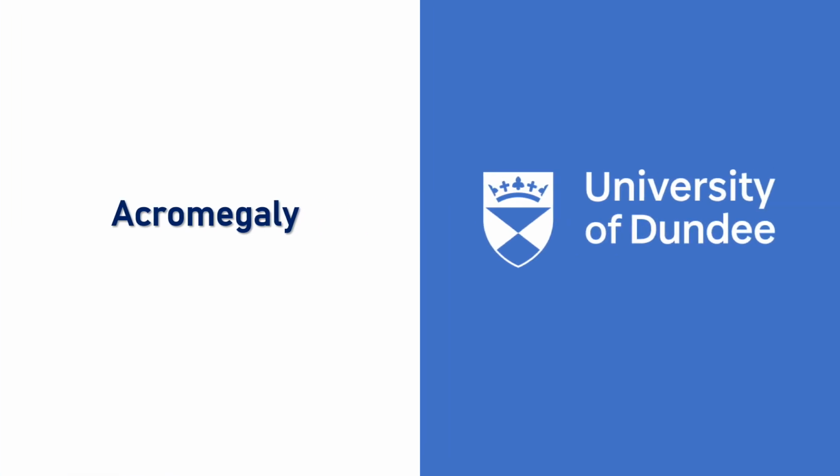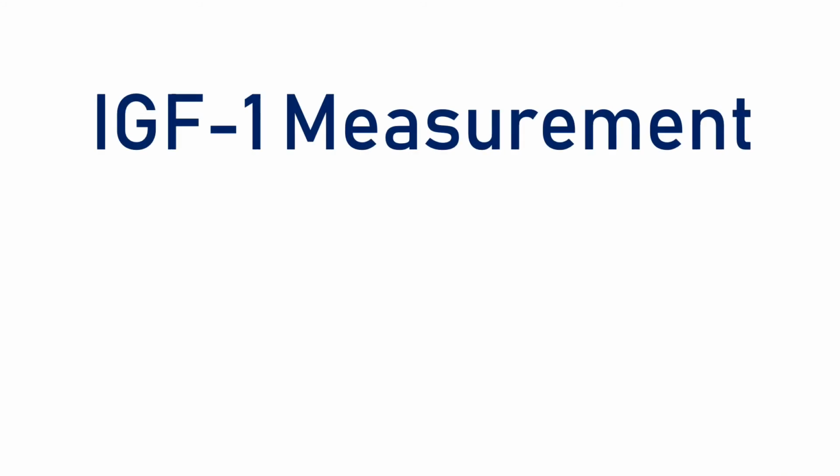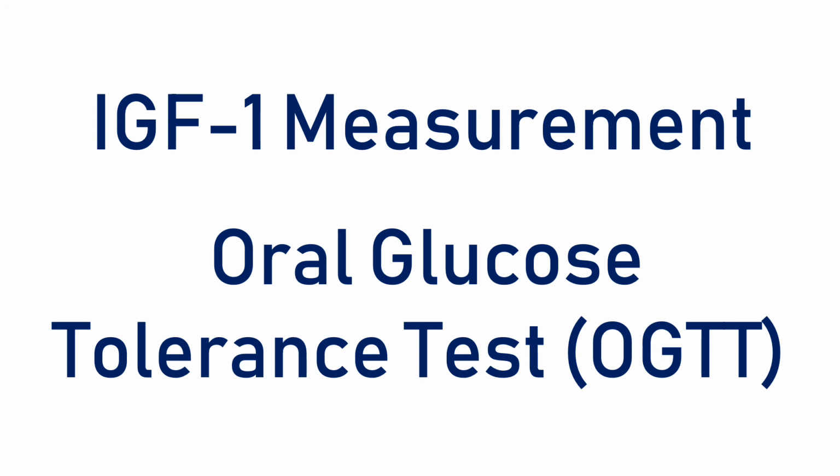Diagnosing acromegaly. The final disease we are going to cover the diagnosis of in this video is acromegaly. This is a condition characterised by abnormal growth of the hands, feet, and face, caused by overproduction of growth hormone by the pituitary gland. Diagnosing this disease involves 2 key tests: a test to measure the concentration of insulin-like growth factor 1, IGF-1, and an oral glucose tolerance test.